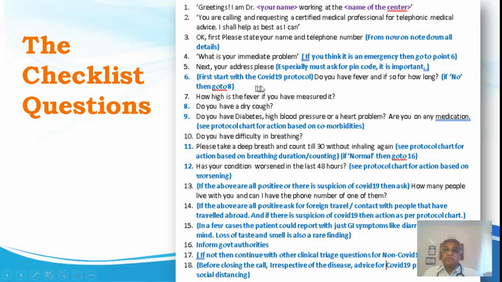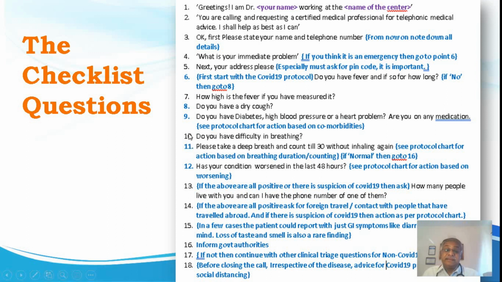Then you start with the actual COVID-19 protocols. You start by asking about the fever, cough, diabetes, and hypertension if they have, and so on and so forth. An important part to ask for is, does he have any difficulty in breathing? So how do you check, suppose you're on the phone, to find out whether he has difficulty in breathing? Yes, you could hear him panting, but a simple method is ask him to take a deep breath and count till 30 without inhaling again.